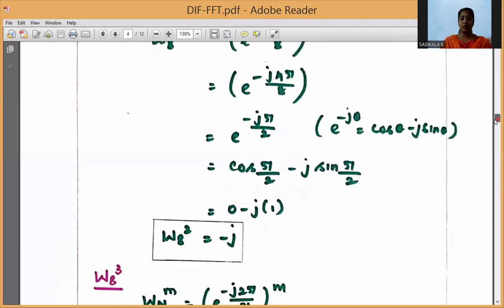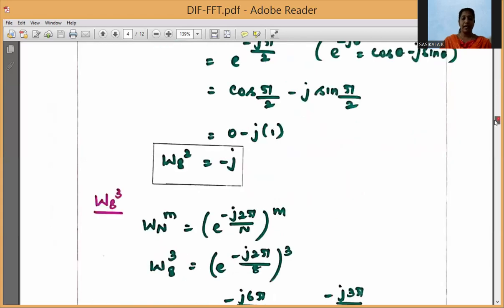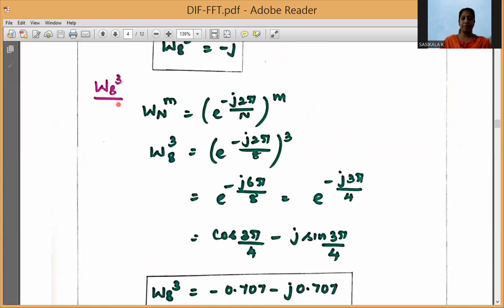Cos pi by 2 value is 0 and sin pi by 2 value is 1. So 0 minus j into 1, so it becomes minus j. So W base 8 power 2 is equal to minus j. The next one is W base 8 power 3.